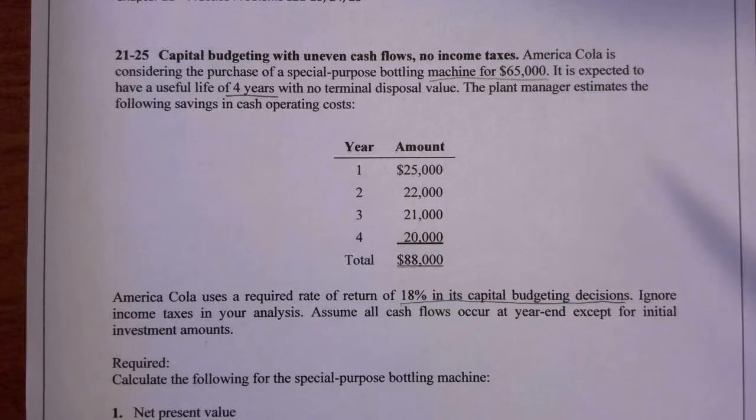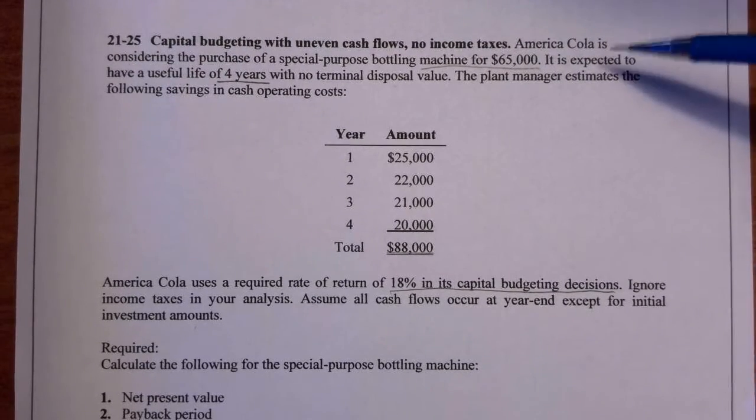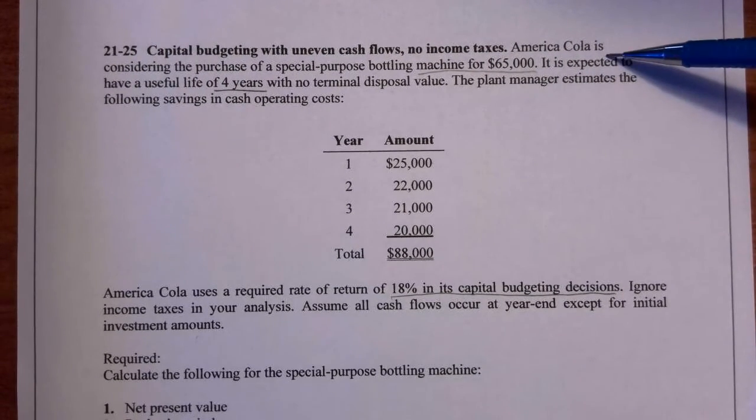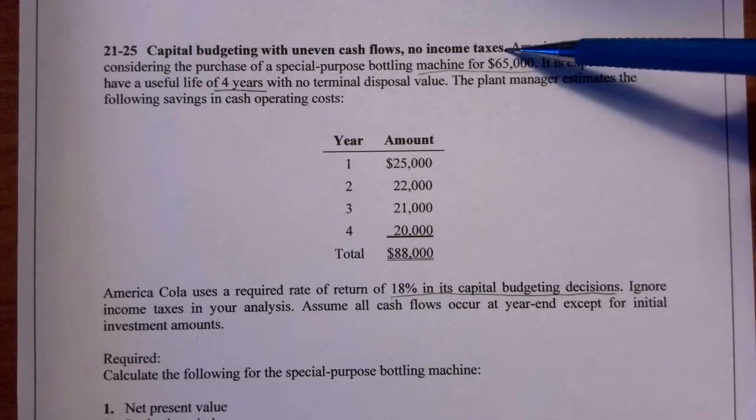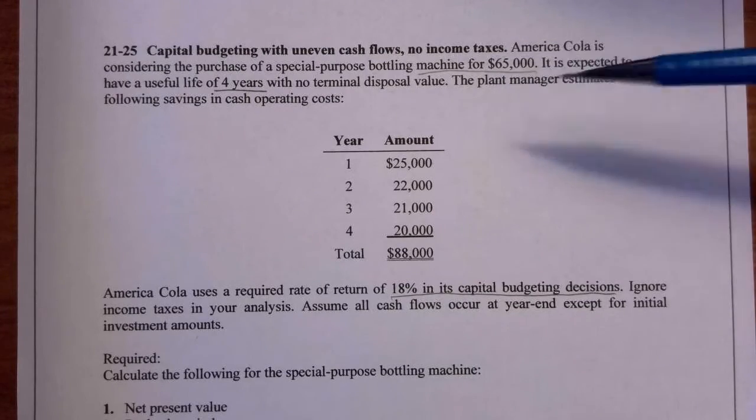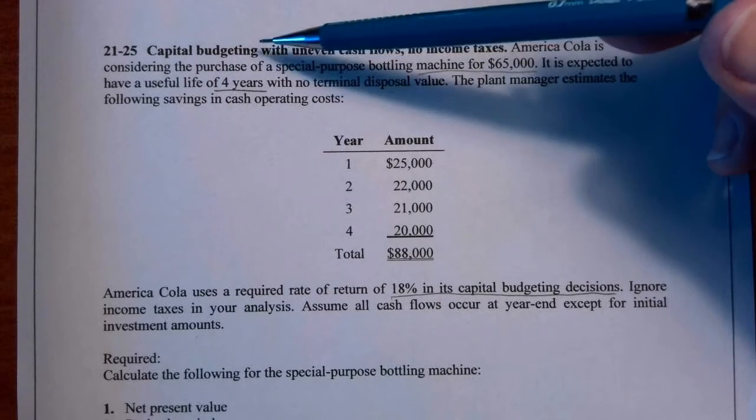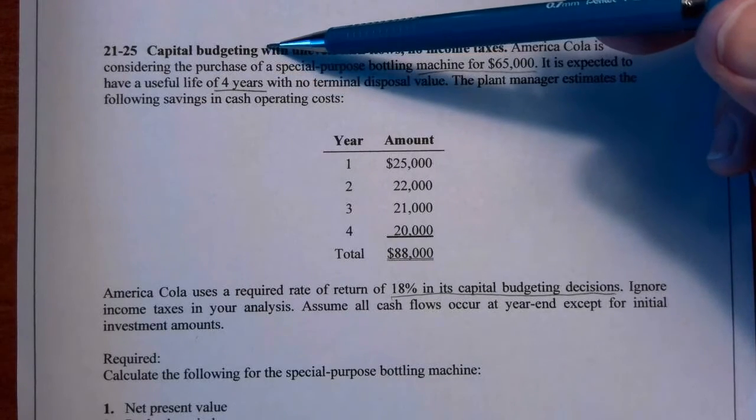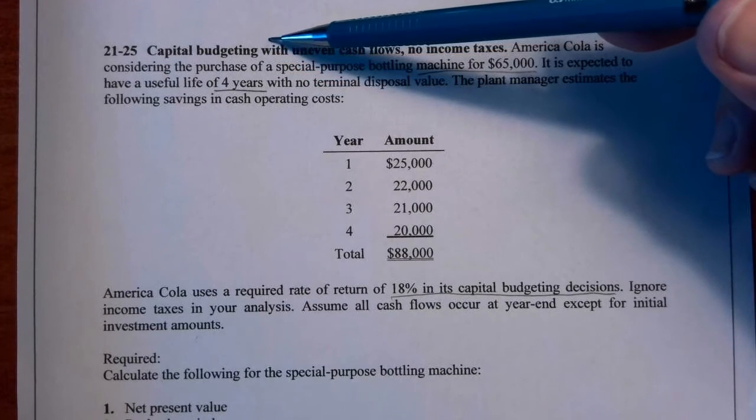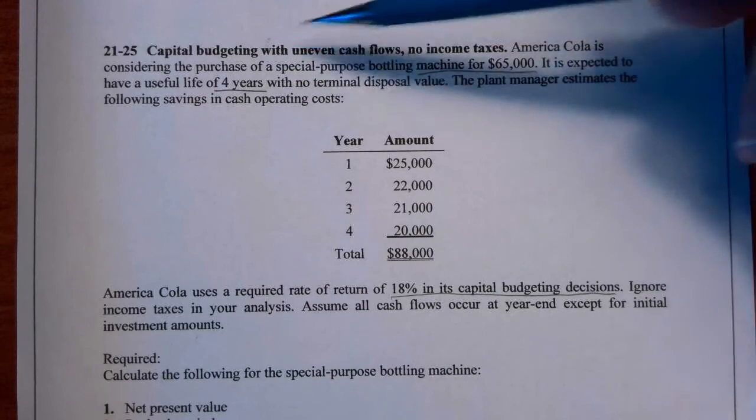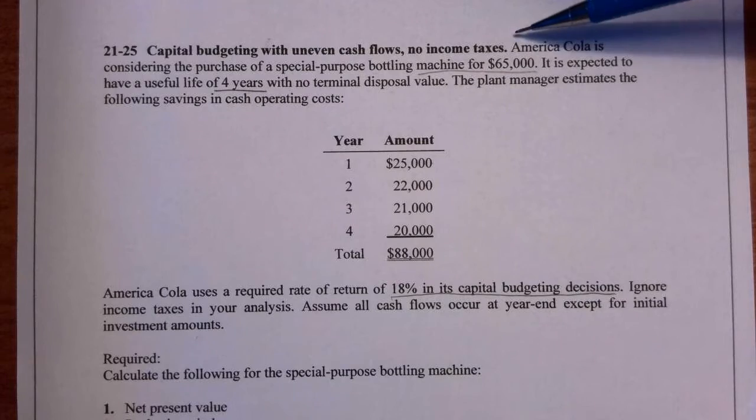Okay, this is exercise 21-25, and it's capital budgeting with uneven cash flows and no income taxes. And remember to reread the piece about what capital budgeting is as opposed to operating budgets. All right, understand that this is part of a long-term plan that's tied to strategy for the company. Okay, so in this case we've got uneven cash flows but no income taxes.